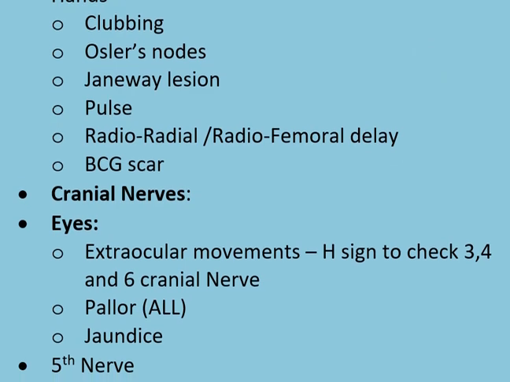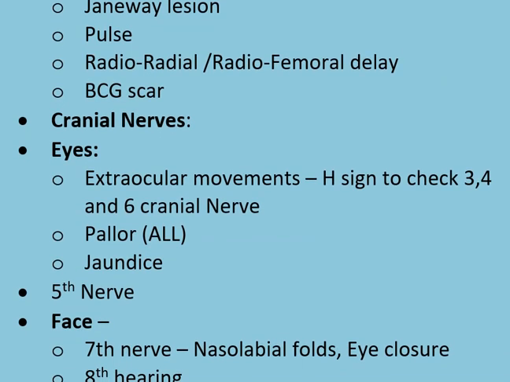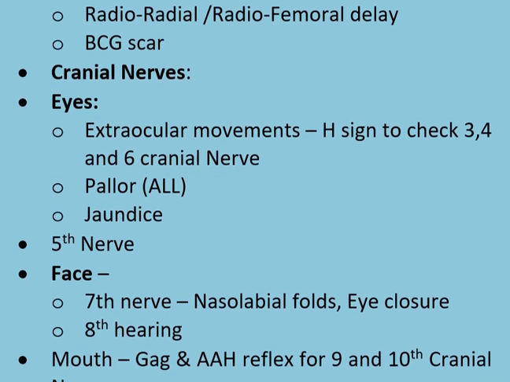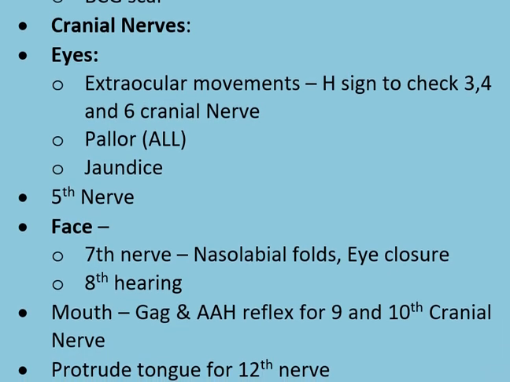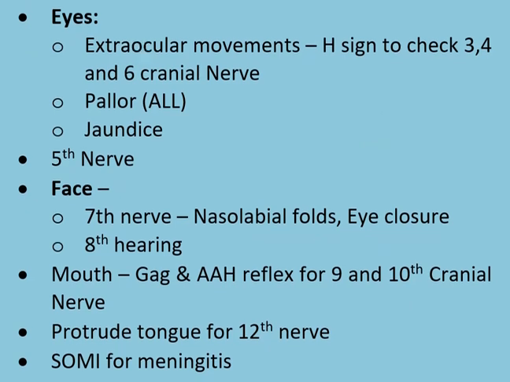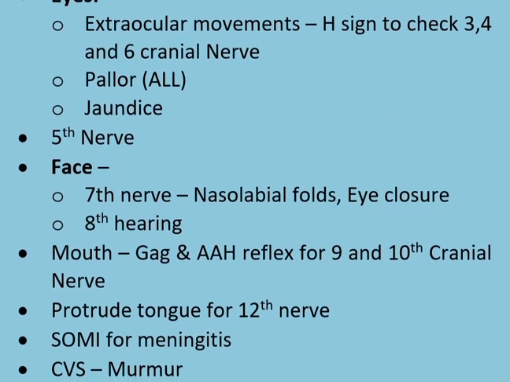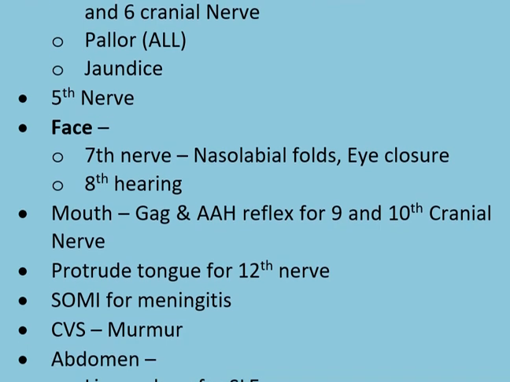There can be jaundice. Then you check the fifth nerve, and in the face, you check the seventh nerve to see the nasolabial folds, eye closure, and the eighth nerve by checking hearing. And when you open the mouth, you make the child gag and check the gag reflex for the ninth and 10th cranial nerves. Then ask the patient to protrude the tongue for the 12th cranial nerve. Check signs of meningeal irritation for meningitis.